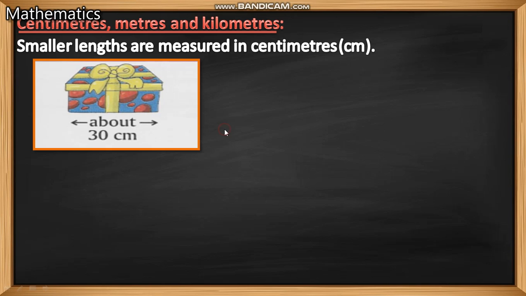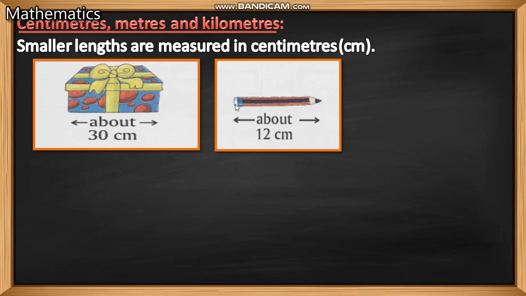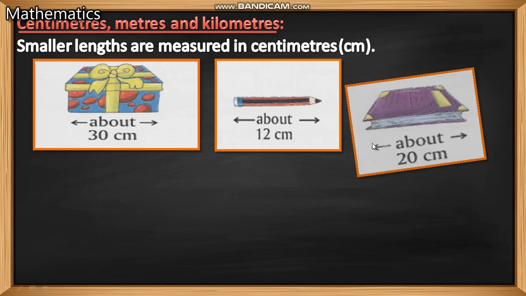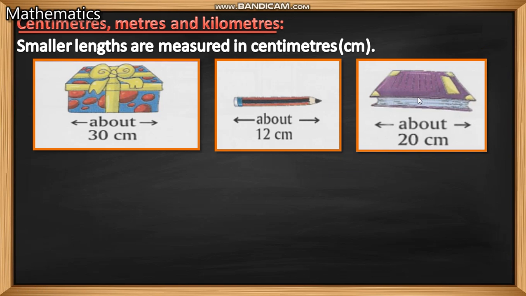Then I'm showing one more. What is this? A pencil. The length of the pencil is about 12 centimeters. How can you read this? 12 centimeters. cm means centimeter. Third one, the length of your textbook is about 20 centimeters. Smaller lengths are measured in centimeters.